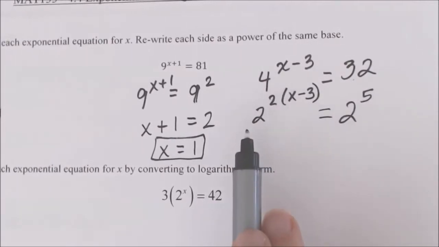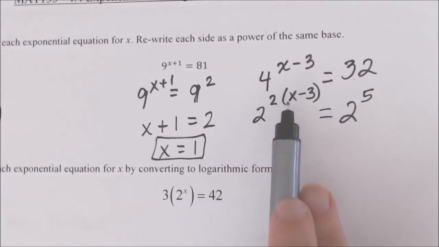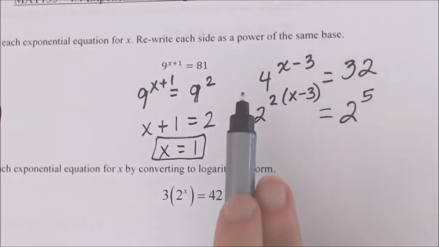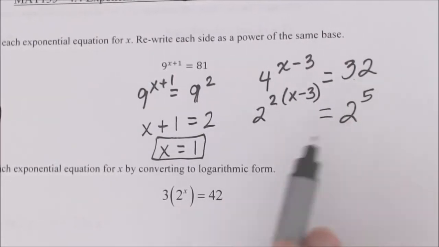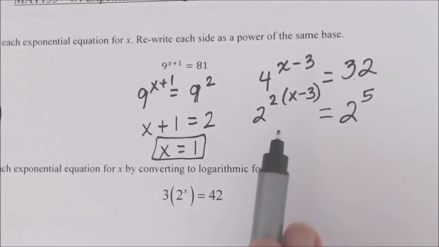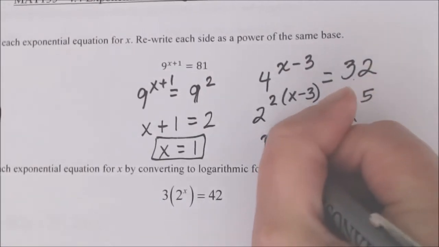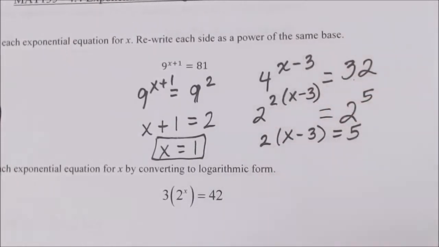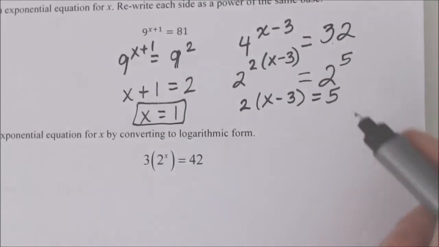So look at where we're at. We've got 2 raised to the 2 times x minus 3 power equals 2 to the 5th power. So I've written both sides as a power of the number 2. So now they both have the base of 2, so I can go ahead and drop the bases and just set the exponents equal to each other and solve the equation from there.